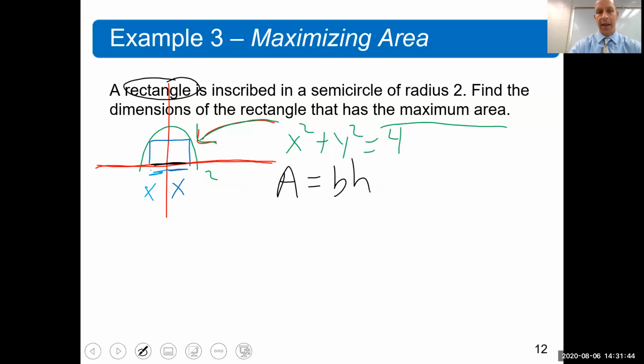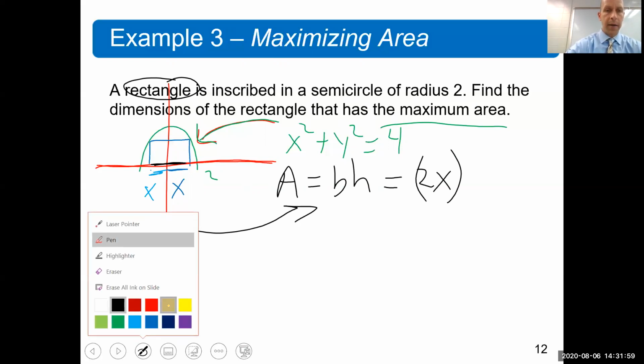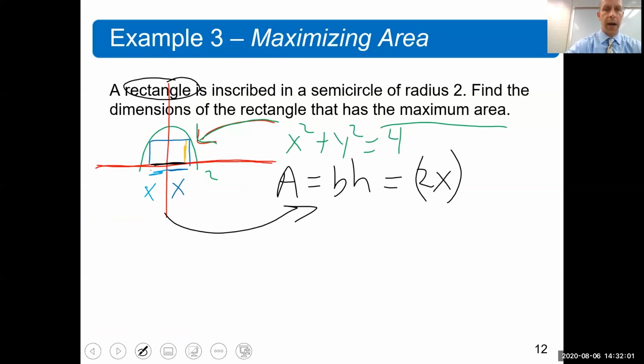So what's that base length? Well, what's x plus x? That's going to be 2x. An x plus another x is 2x. Now, how about the height? What is the height going to be? Let's do that in orange. How am I going to find the height of that rectangle? Well, it's just y, whatever y is. So how do I figure out what y is? Well, we're just going to use this equation right here.